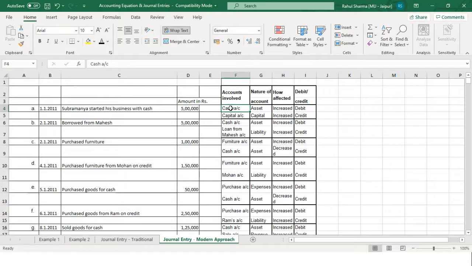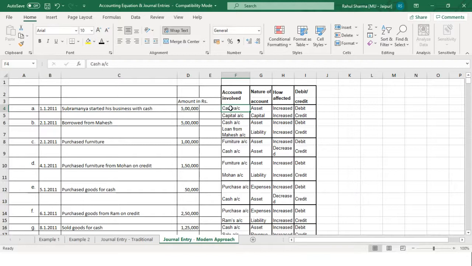Don't panic. Don't think. Give it a second thought. Right. Next, we purchase furniture from Mohan on credit. Again, two things involved: furniture and Mohan, the creditor. Furniture, asset increasing, debit. Mohan, liability, creditor, increasing, credit, because we have to repay him. Though we have bought furniture, we need to repay him.